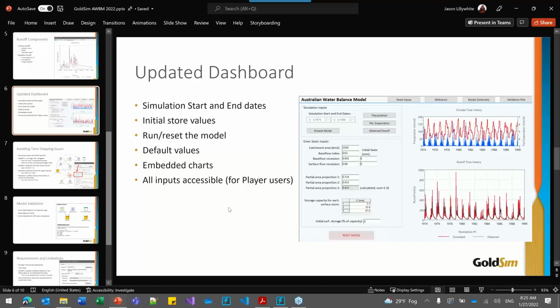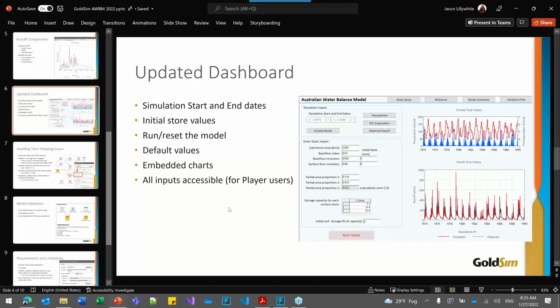But we've also added the simulation start and end date in the dashboard, and that's seen in the upper left corner. This is a control that allows you to control the simulation start and end date directly from the dashboard. It's just a little bit of a convenience, but doesn't really change the model at all. We also provided input fields for initial store values.